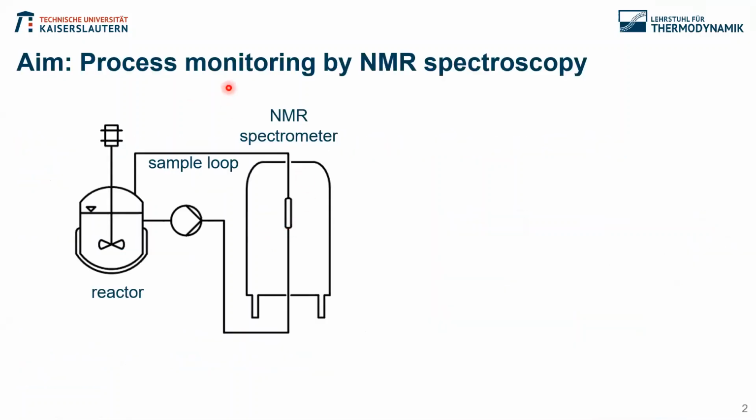If you are thinking of process monitoring or reaction monitoring, a normal setup will look like that. You have a reactor, and then you want to continuously drive a sample loop out of the reactor, feed it through your detection spectrometer, and then feed it back inside the reactor. If you think of fast reactions, the sample loop should be as small as possible because you don't want to have high transport volumes, and you also want a very fast transportation time.